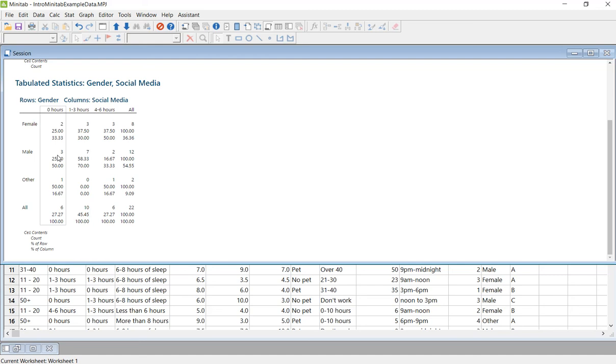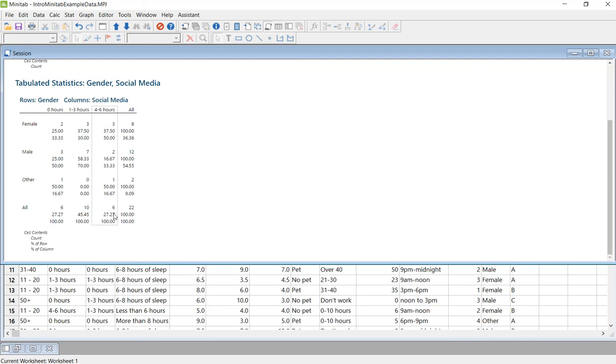I think it also is really interesting that you could look at it going down this way. So who spent the most time on social media? Well, first of all, it depends on how you look at it. If you look at all the people who spent 4 to 6 hours on social media, there were 6 people. If we put them in a room, what would their makeup be? Well, 50% would be female, 33%, approximately a third, would be men, and 16.67% would identify as other.